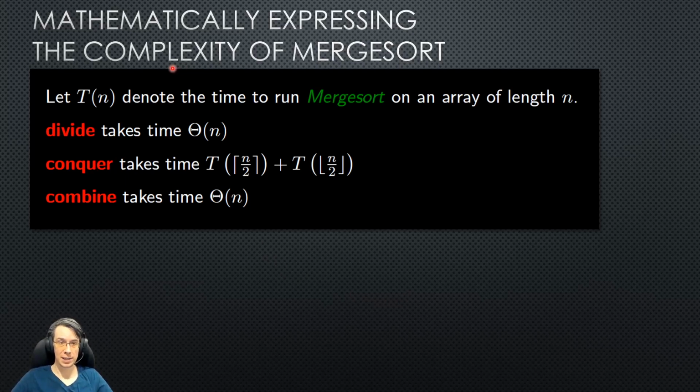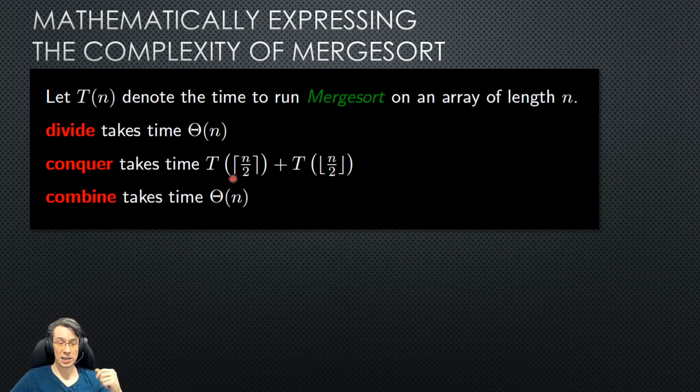So let's mathematically express the complexity of merge sort. Let T(n) denote the time to run merge sort on an array of length n. The dividing work, we already argued, takes linear time. The combining, we argued, takes linear time. The conquering is the interesting part, because once we have this T(n) expression, we can express the time for those recursive merge sort calls in terms of T of some function of n. What's the size of those two arrays that we are going to call merge sort on recursively? It's ceiling of n over 2 and floor of n over 2. So the conquering is going to take T of ceiling of n over 2 plus T of floor of n over 2.